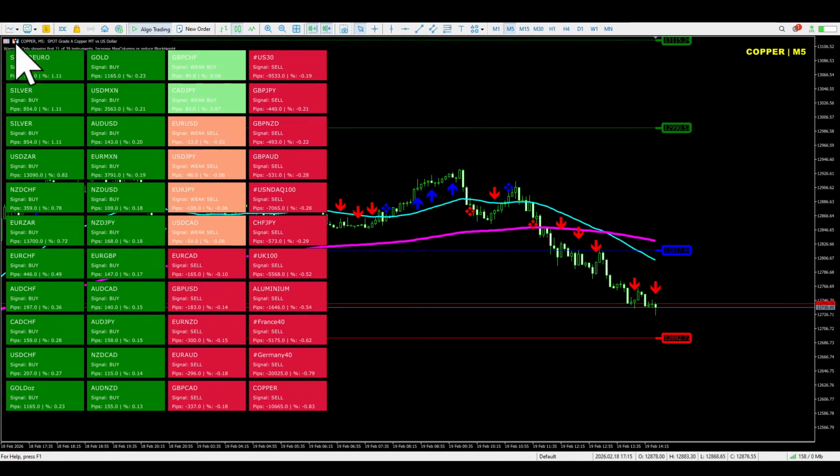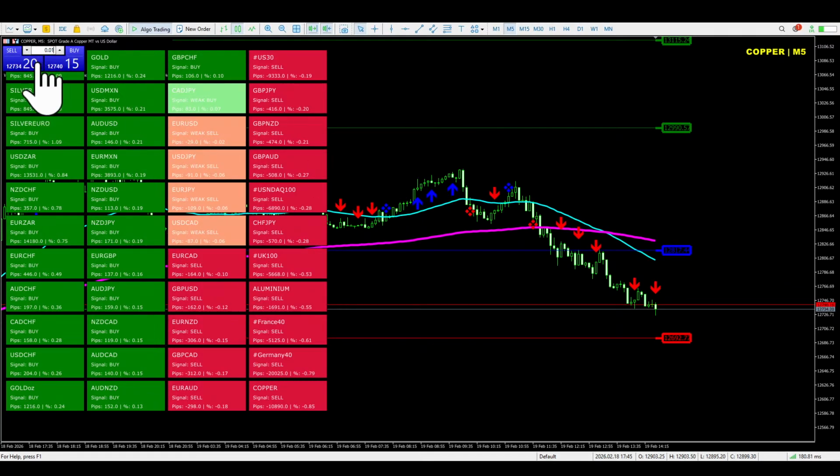Let's use the smallest lot size. So copper looks like it's going down. On the scanner it's telling us to sell, and as you guys can see, the market is bearish. The price is under the 200 EMA and the cloud indicator, and we've got an arrow pointing down.